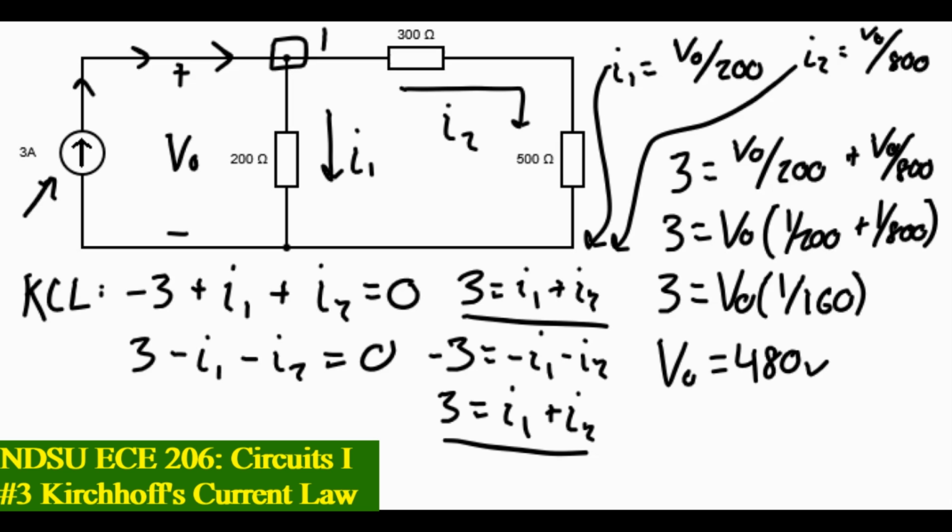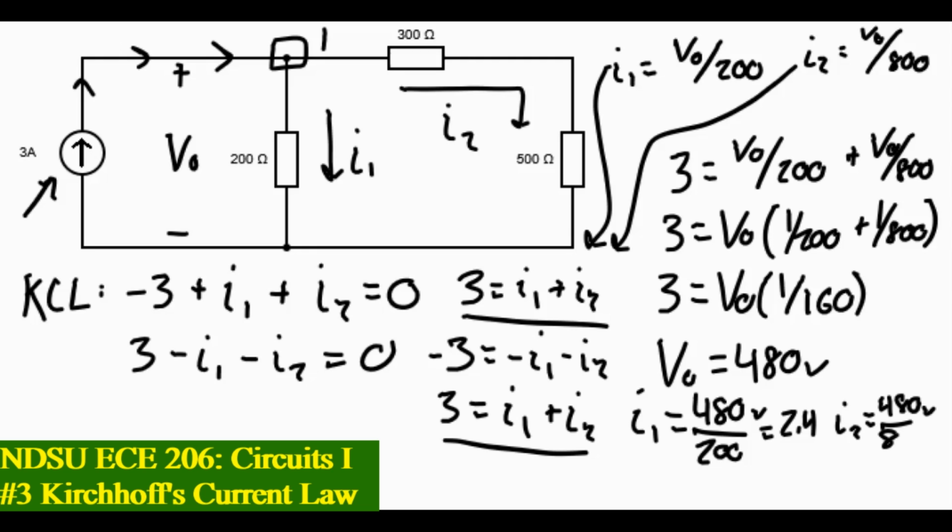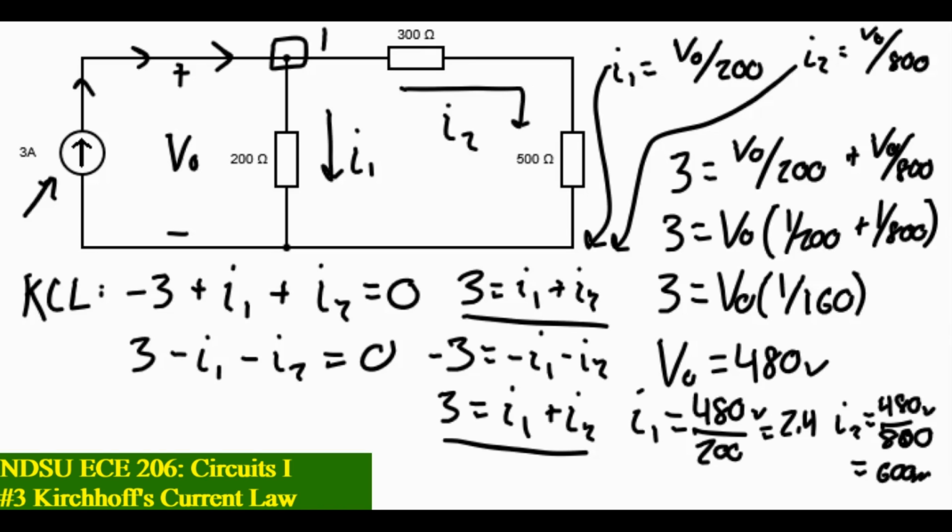How should we do so? Well, let's solve for I1 and I2. I1 equals 480 over 200, equal 2.4 amps. I2 equals 480 over 800, equals 600 milliamps.